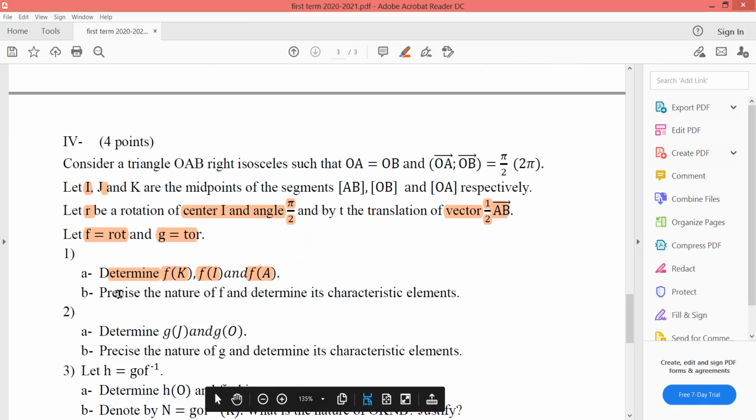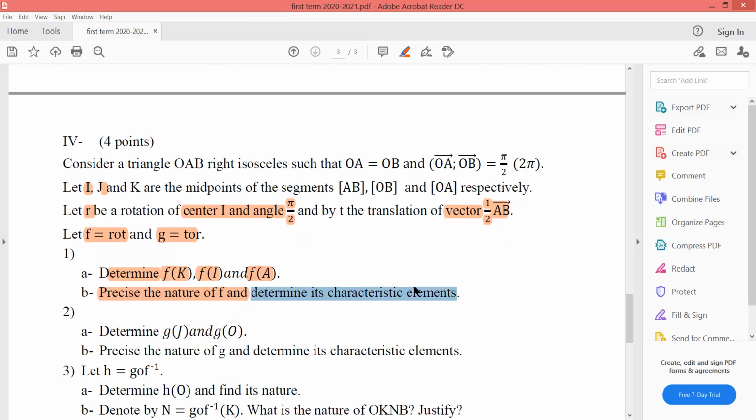Now precise the nature of F and determine the characteristic elements. F is a composite of a translation and a rotation, and we know that the composite of a translation and a rotation is a rotation. So to precise the nature of F, we say that F is a rotation, since F is a composite of a translation and a rotation. For the elements, we need to determine the center and the angle. The angle is pi over 2, the same as R.